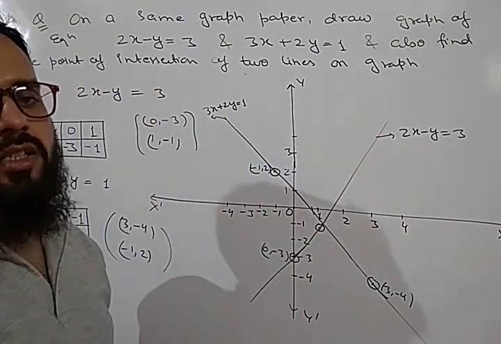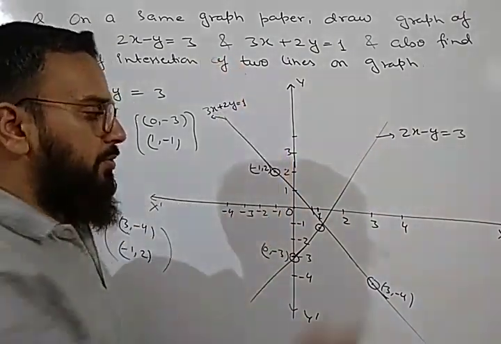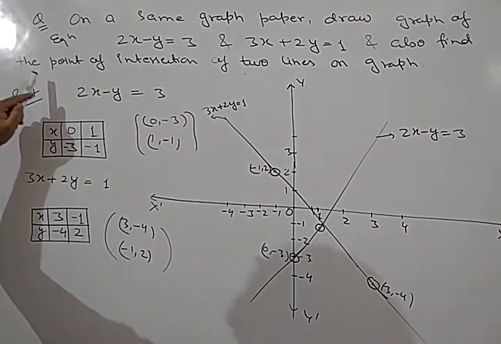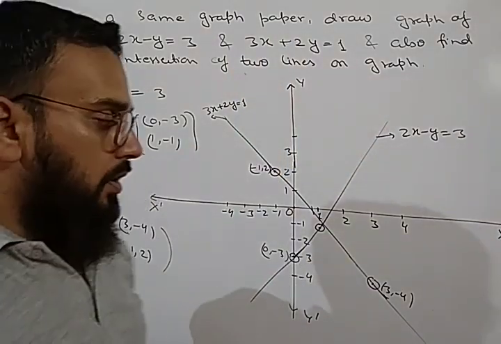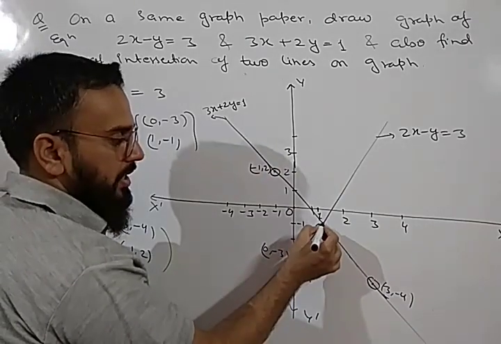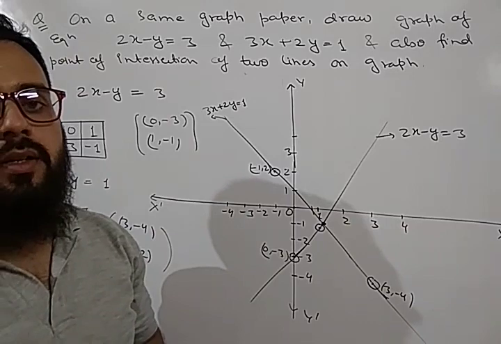That will be the graph of those particular equations. So we have drawn both the graphs. Now we have to find the point of intersection of the 2 lines on the graph paper. We can see here both these graphs are intersecting at this particular point. This is the point where both the graphs are intersecting.